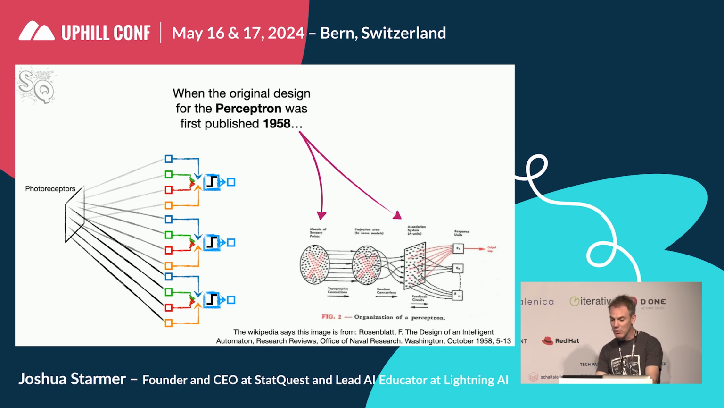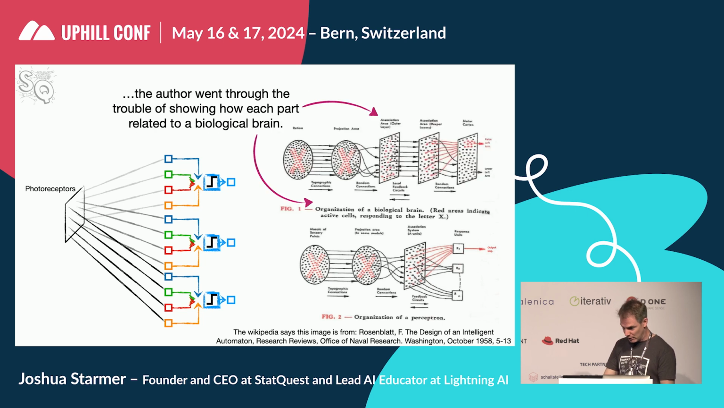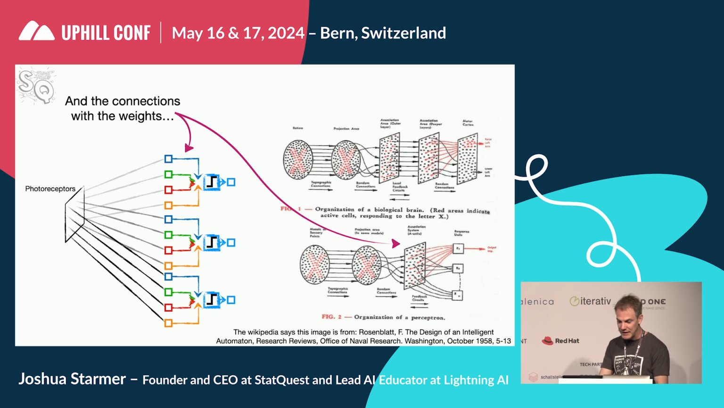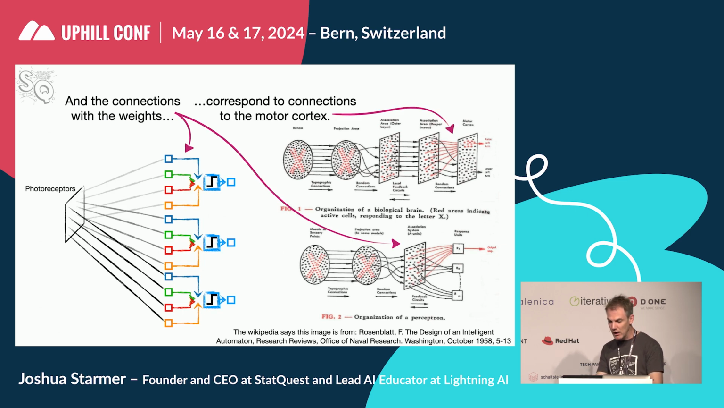And when the original design for the perceptron was first published in 1958, that's right, neural networks are old news, the author went through the trouble of showing how each part related to a biological brain. For example, the photoreceptors in the perceptron correspond to the cells in the retina. And the connections with the weights correspond to the connections in the motor cortex.